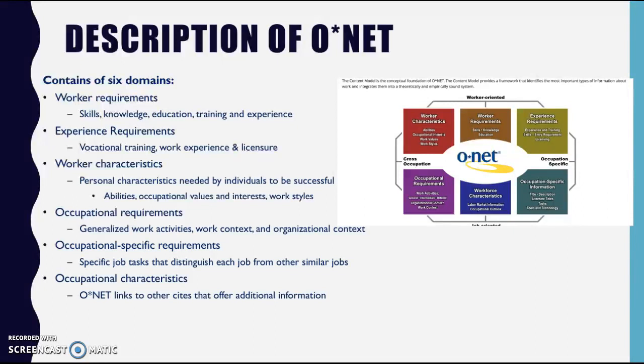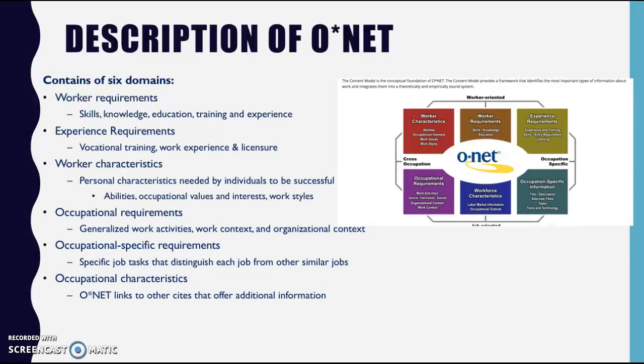The worker characteristics are the personal characteristics needed by the individuals to be successful. So this is abilities that they need, occupational values and interests. Obviously, they want to be interested in their job. And then the work styles, you want to make sure that you have a work style that is comfortable for you. So moving on to occupational requirements, these are just generalized work activities.